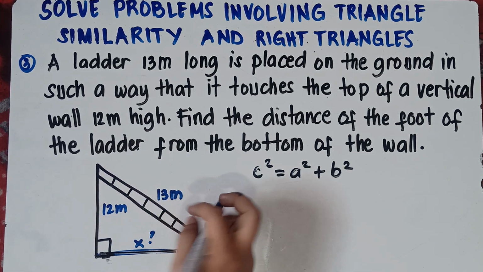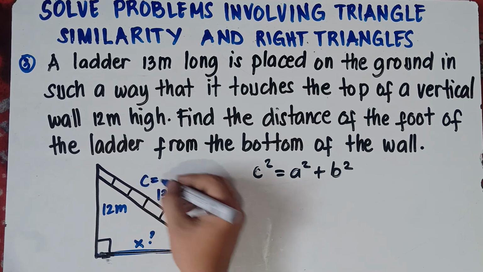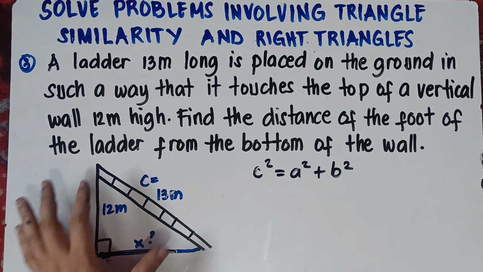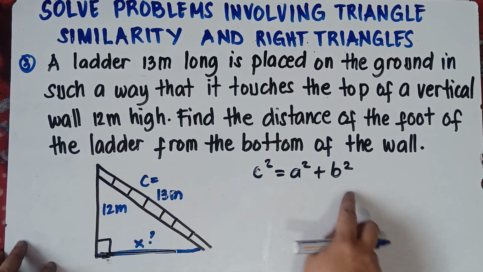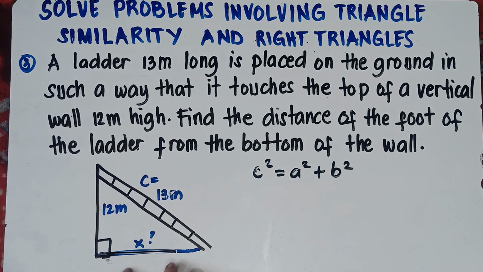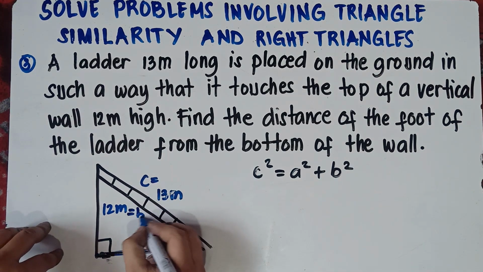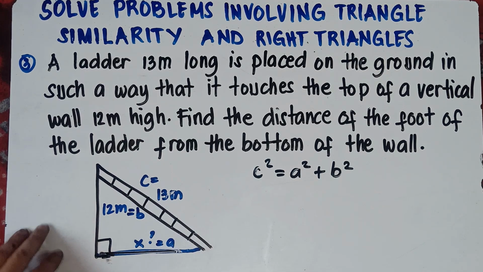So there's 13 right here, this will be our c. That is 13, always the longest side. For a and b, you can have this as your a, or you can have this one as your a. It depends on you, class. You can have 12 as your a, or you can have x as your a. So let's have 12 as our b, and this x will be our a.